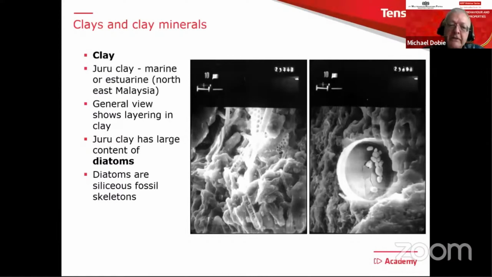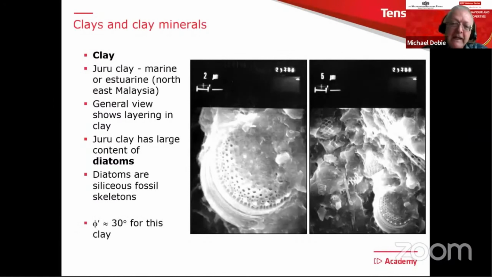We find diatoms. Now, diatoms are basically siliceous fossil skeletons. So they're made of silica. Silica is the same as quartz, of course. And in this particular case, this clay had up to 60% content of silica, which is very strange for a clay. And this clay has a liquid limit of 120%.